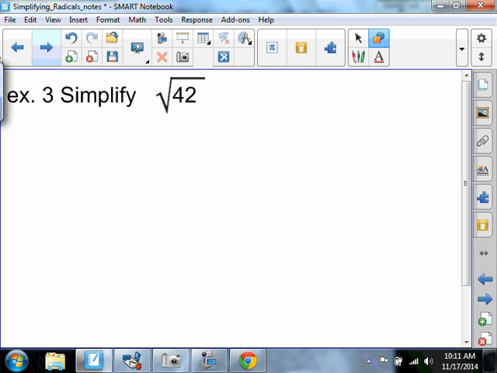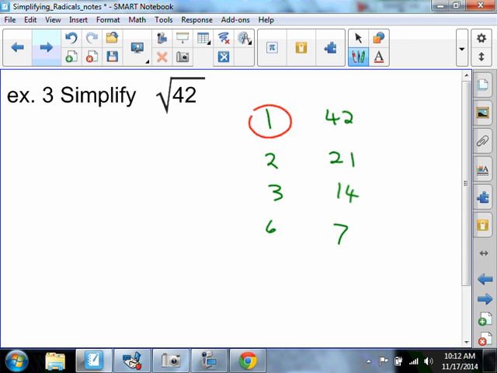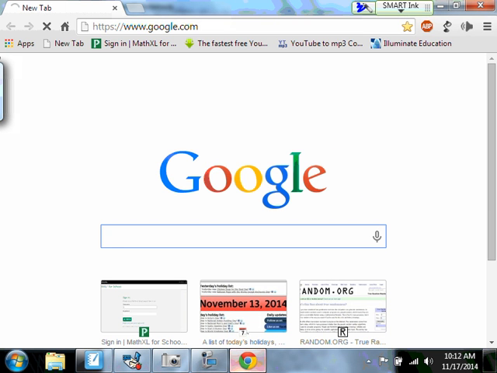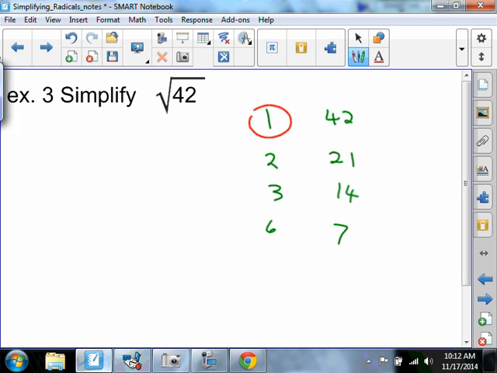Here's our last example. Square root of 42. 1 and 42, 2 and 21, 3 and 14. 4 doesn't go into it because 2 didn't go in evenly. 5 doesn't because it doesn't end in a 0 or 5, but 6 does, 7 times. So 1 is the only perfect square. So what does the square root of 42 simplified equal? It's just the square root of 42. You can't do it. It's just the square root of 42.